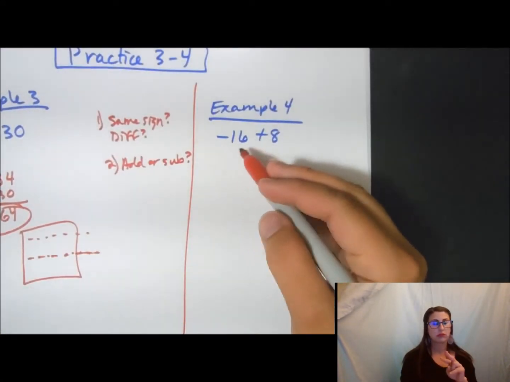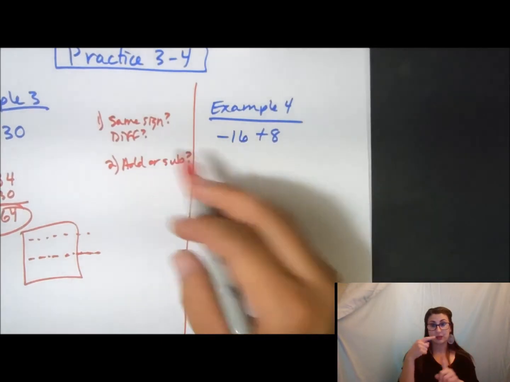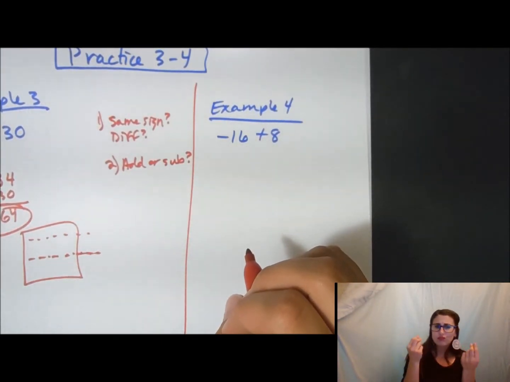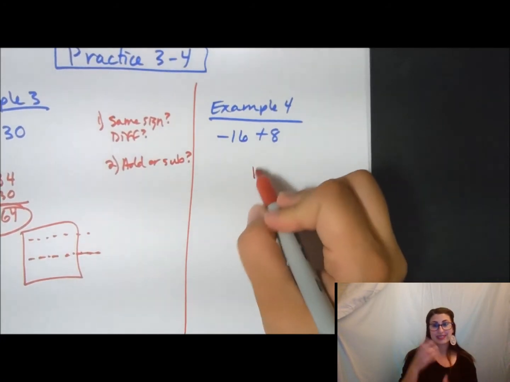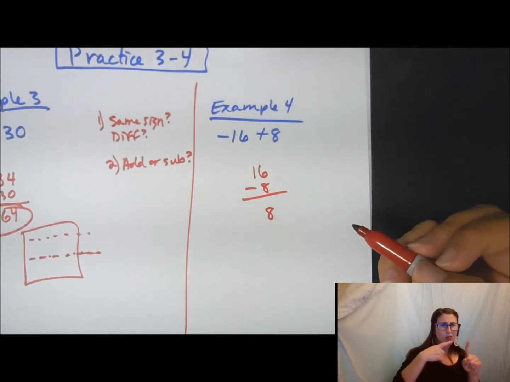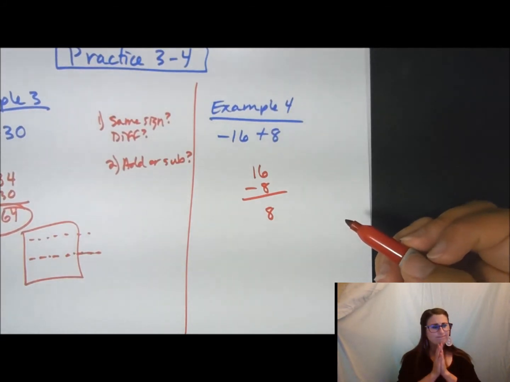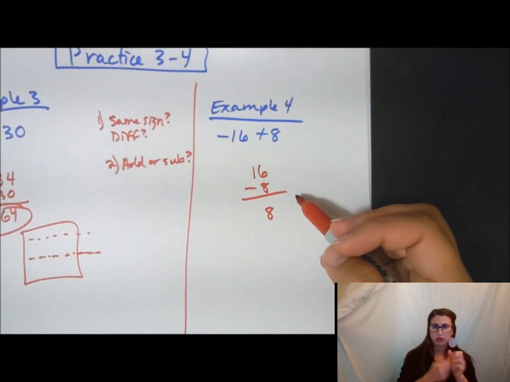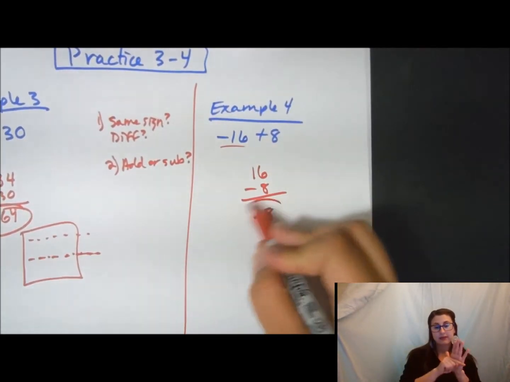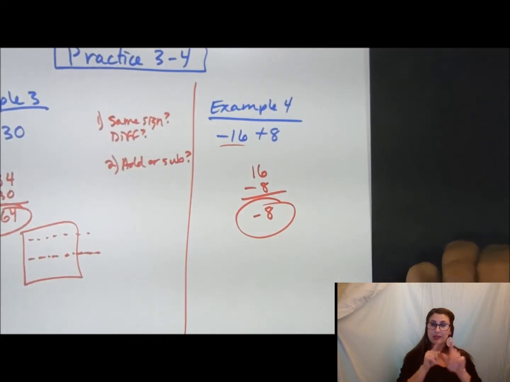Let's look at this one. Negative 16 plus 8. Are they the same sign or are they different? Different. So what are you going to do? Subtract. So 16 minus 8, right? That's 8. Now is that going to be positive or negative? Well, after we subtract, we got to take the sign of the further number. The further number here is negative, so negative 16, so the answer is negative 8.